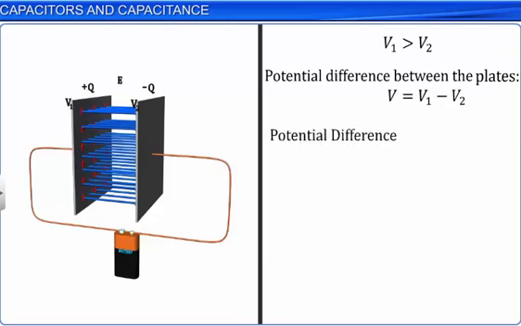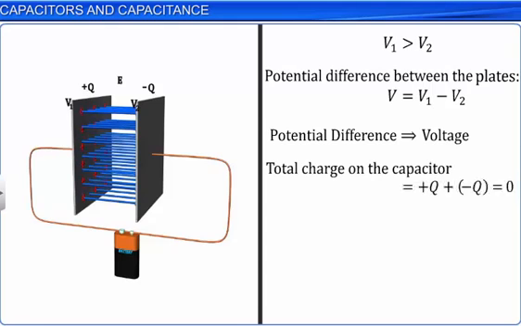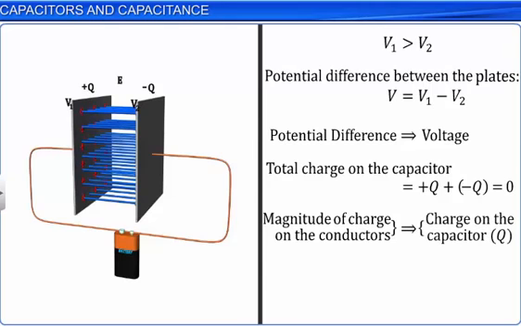We see that the total charge on the capacitor is +Q plus -Q equal to 0, as the conductors have charges of equal and opposite magnitude. It is a common practice to refer to the magnitude of charge on the conductors as the charge on the capacitor, equal to Q, and the potential difference between the plates of the capacitor as the potential of the capacitor, V.